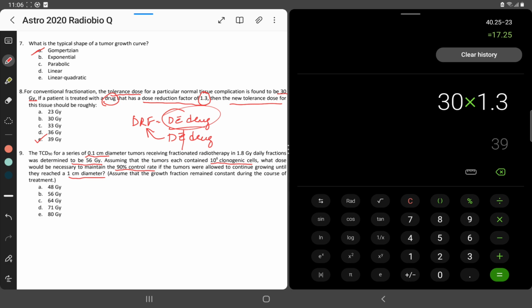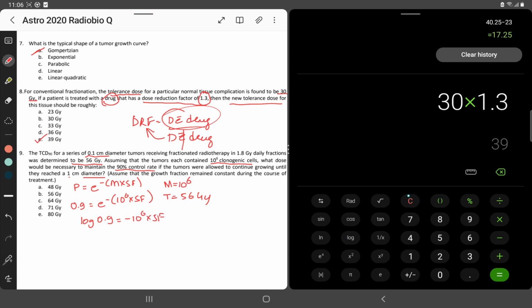So they have given the number of cells. They have given the total dose, that is 56 gray. We can find out the surviving fraction for this, using the same formula. The probability is 90%. 0.9 equals e to the power of minus 10 to the power of 6 times the surviving fraction. So taking the log, log 0.9 equals minus 10 to the power of 6 times the surviving fraction.